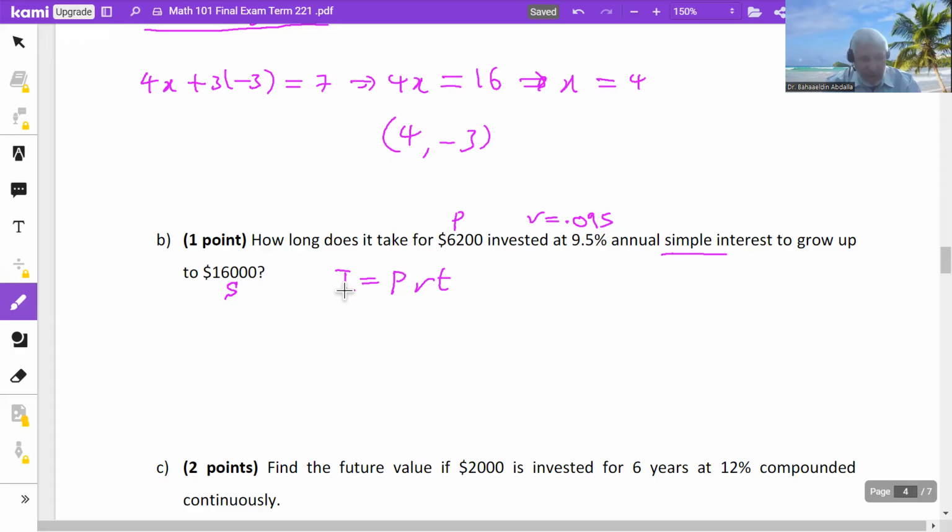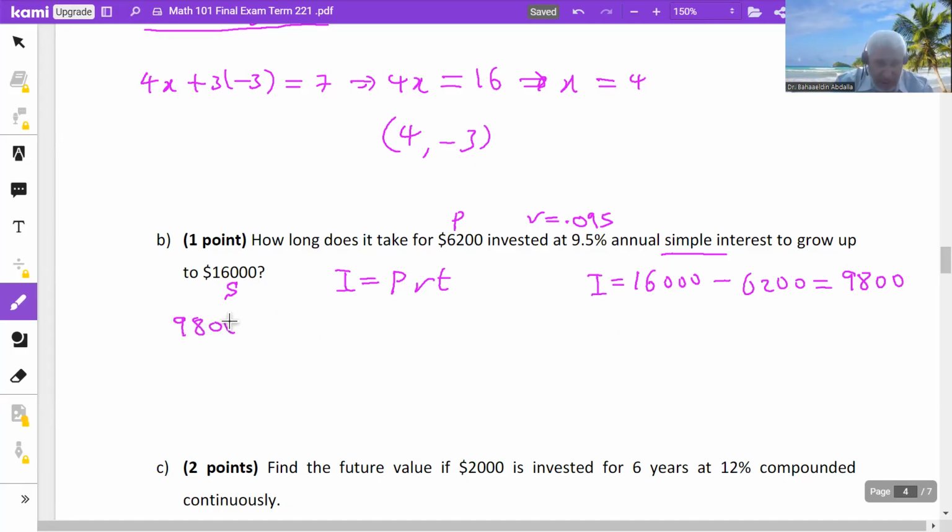Okay, so you can find the interest first, and if you have the interest here, well, what does he need? How long? So he needs T. Okay, so can I find the interest from here? I know that 6,200 will grow up to 16,000. So the interest would be 16,000 minus 6,200, and this would be 9,800. So in fact, I have the interest here, 9,800.